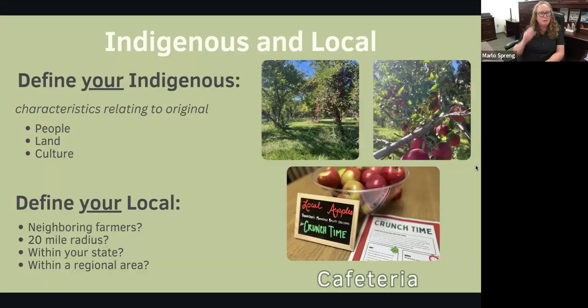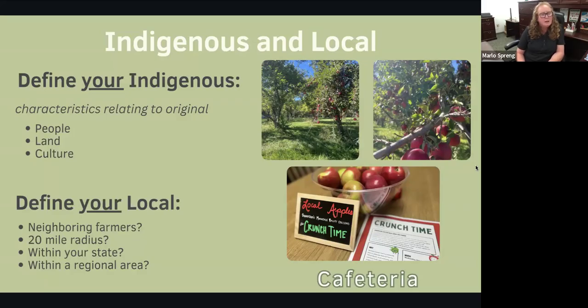It could be a 20 mile radius. It could be neighboring farmers. It could be within your state. We dip into Washington state a little bit. We go to the west where the weather is better and has a longer growing season. You could call it regional instead of local if you'd like, so you're not trying to fool anybody.